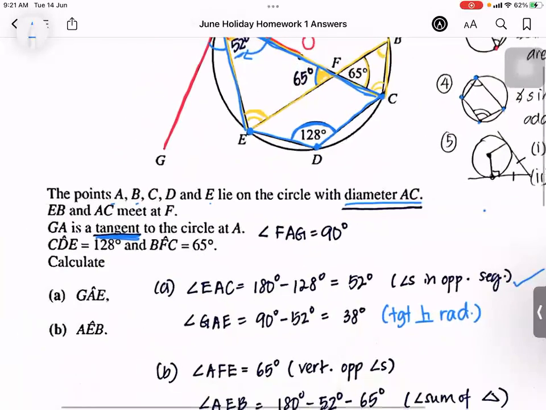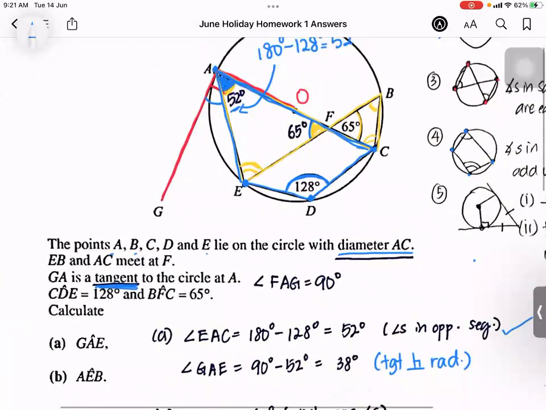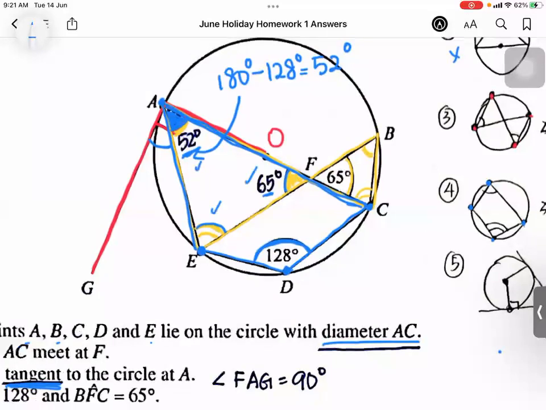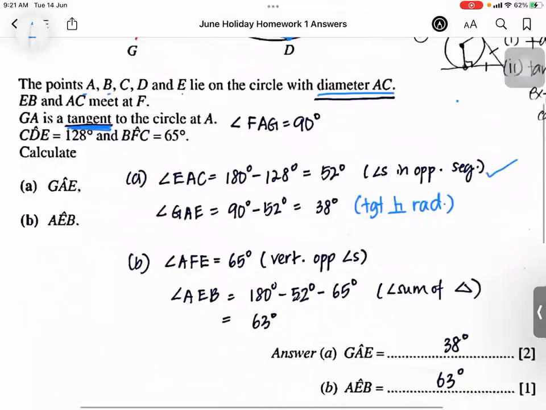Next one, angle AEB. If I want to find angle AEB, which is this one, I already know this is 52. I already know this is 65, vertically opposite angles. I can just use angle sum of triangle. So straight away will get you this answer.